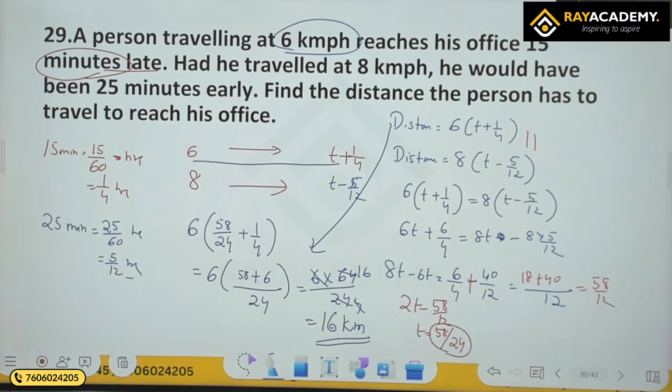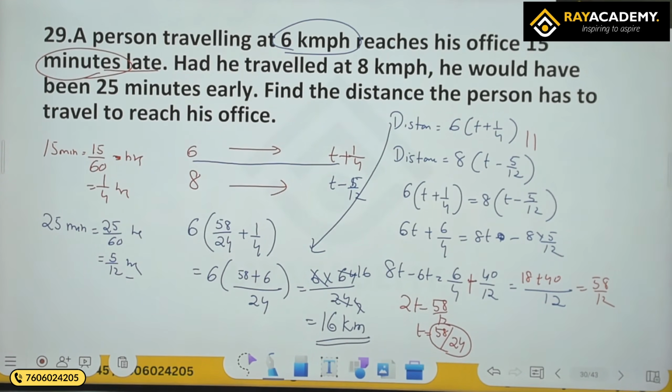So we have written 6, that is speed, and time is t plus 1 by 4. Similarly, if your speed is 8, it takes 25 minutes less, convert that to 5 by 12. But it is early, so we write that if the speed is 8, it takes t minus 5 by 12. After that, what we have done, first scenario by distance, what is the distance?